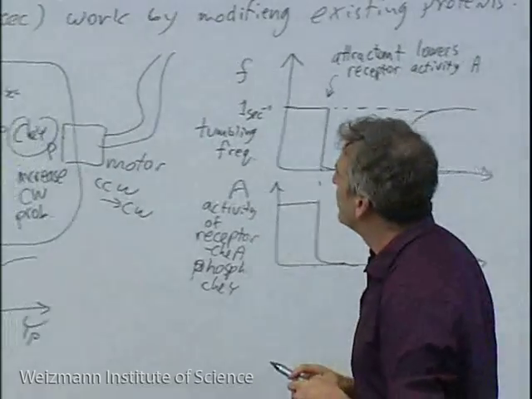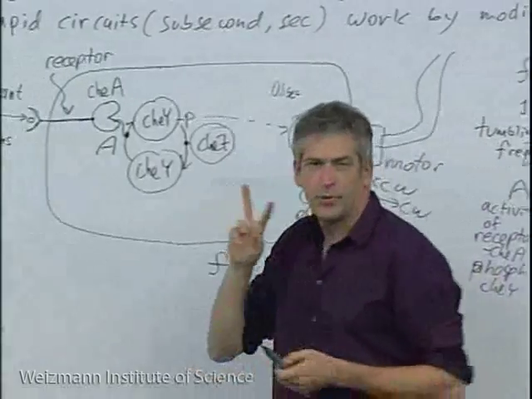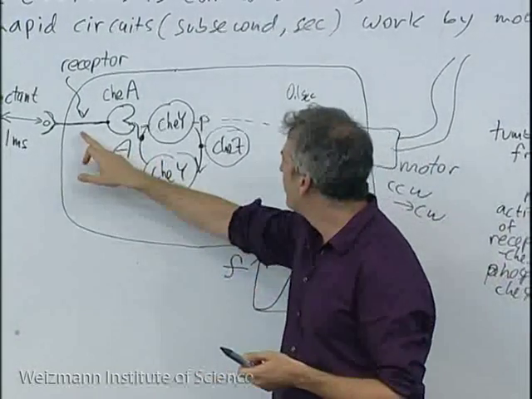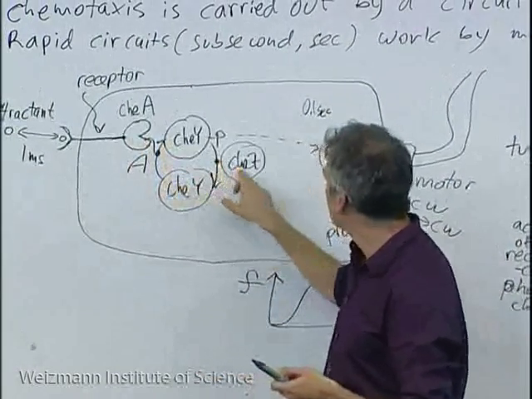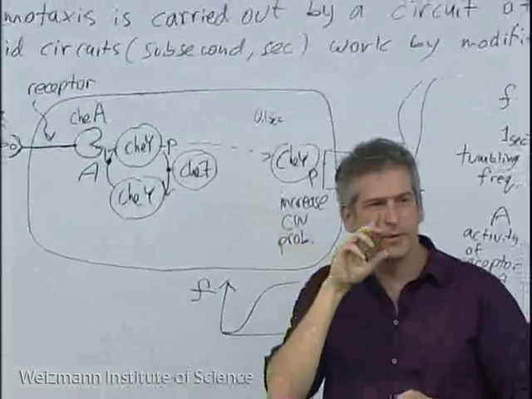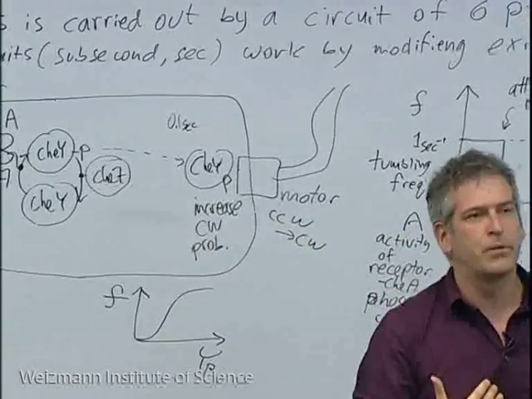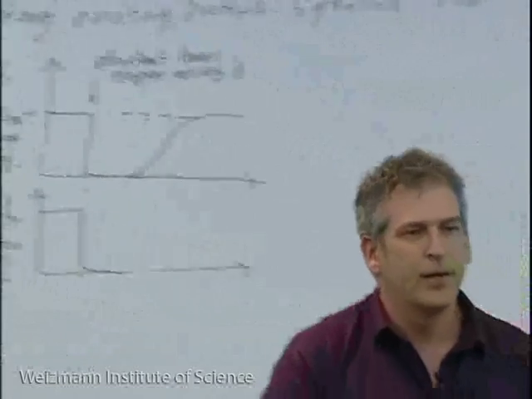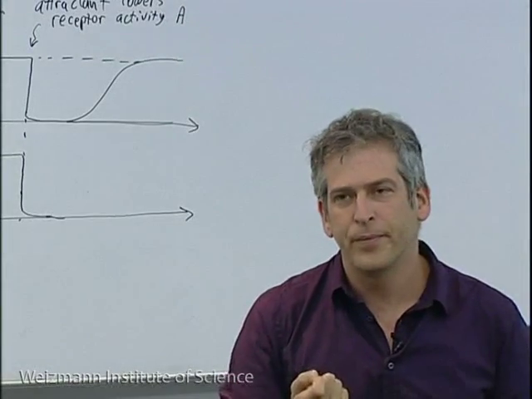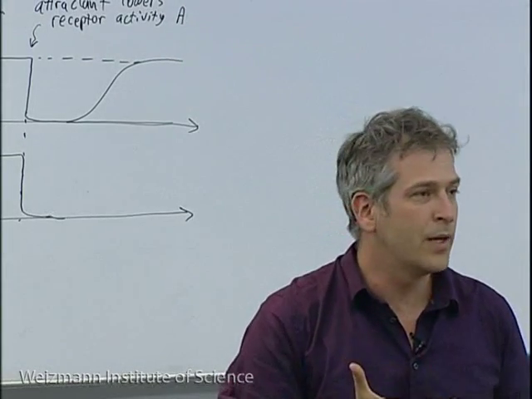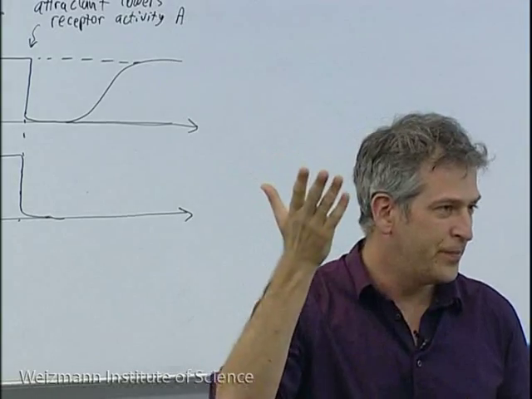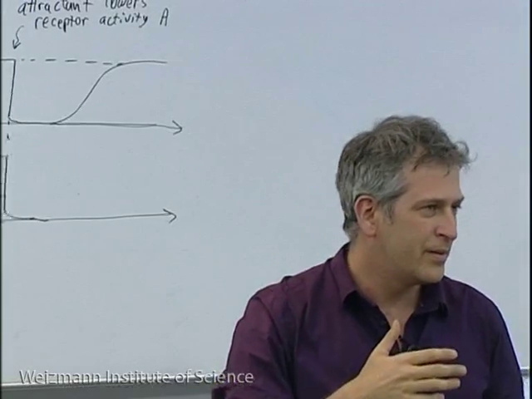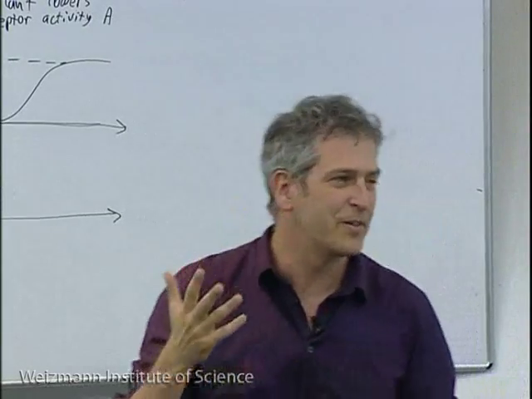There's two more proteins, because we have 1, 2, 3, 4. So there's 2 more proteins that take care of adaptation. By the way, why are they all called Che? Because when you mutate them, the bacteria can't do chemotaxis. It can swim, but it can't change its direction in a fruitful way.